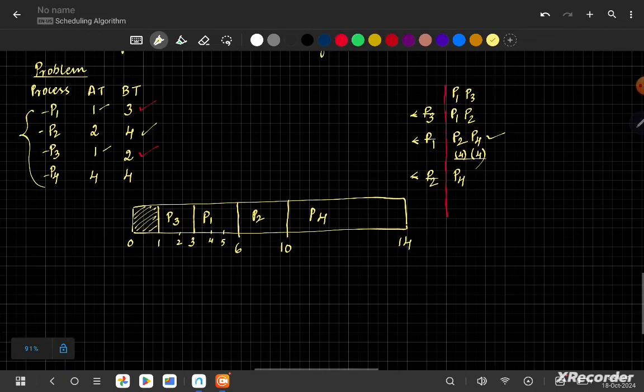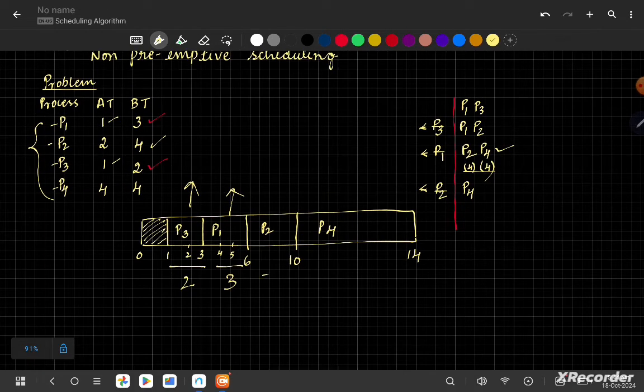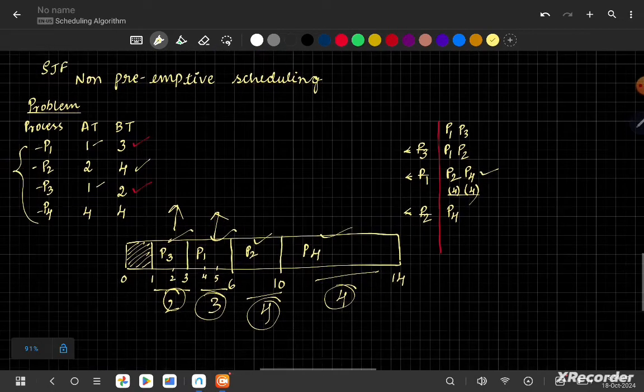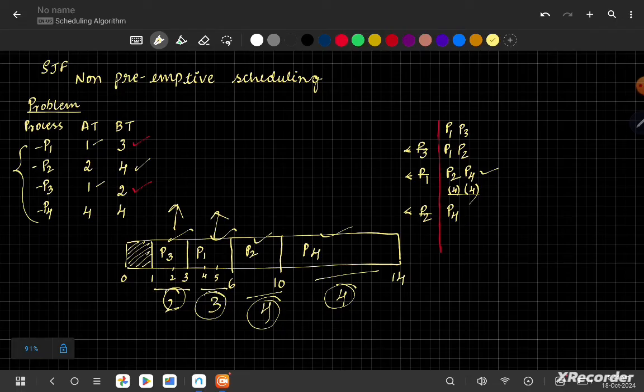If you see here, P3 had 2 burst time. It completed exactly at 2 and it exited from the CPU. P1 had 3 milliseconds, it exited from the CPU. P2 had 4 and P4 had 4. So in non-preemptive scheduling, we are not giving up the CPU to any other process, but we are completing the task that is given to the process and then only we are exiting from the CPU. So this is called non-preemptive scheduling.